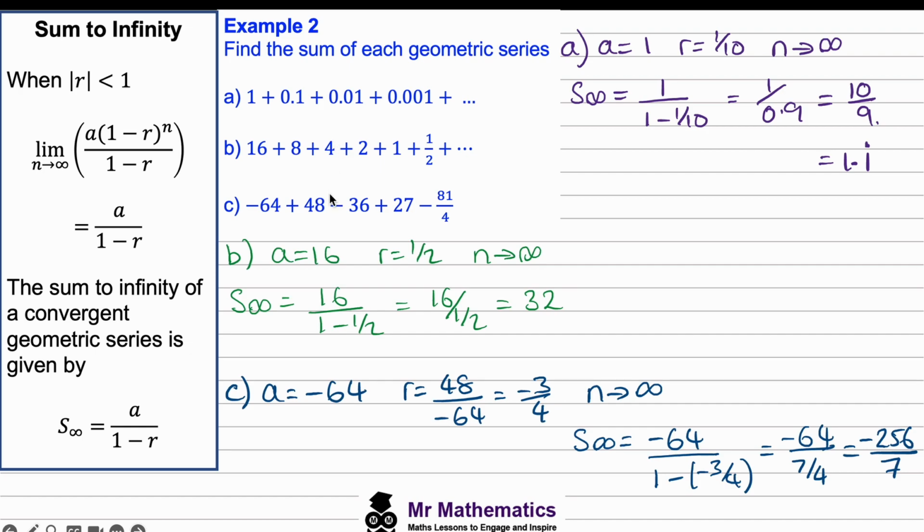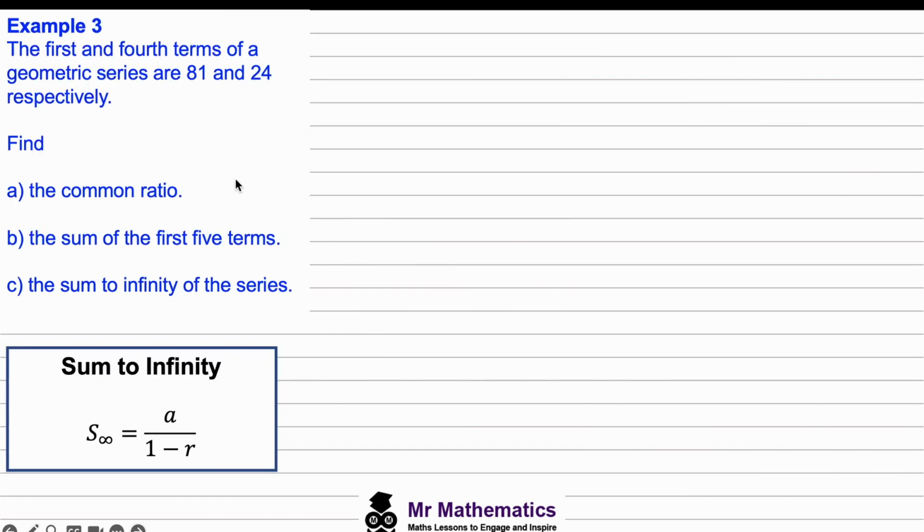In example 3, we're going to look at problem solving with this. Okay, so for example 3, we're told the first and the fourth terms of a geometric series are 81 and 24, respectively. We've been asked to find the common ratio, the sum of the first 5 terms, and the sum to infinity of the series.